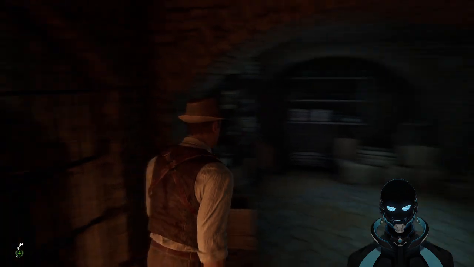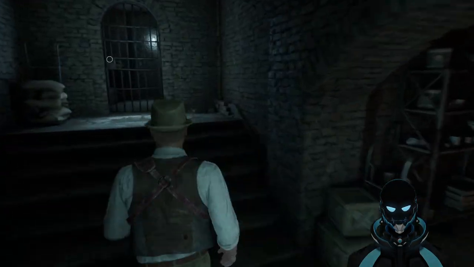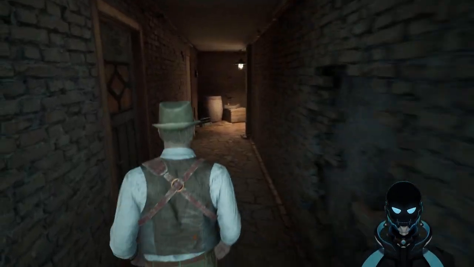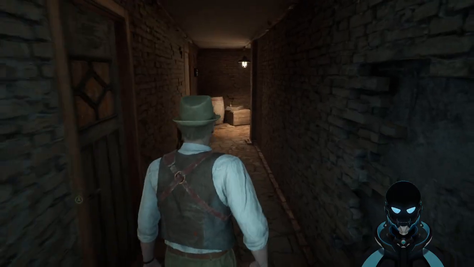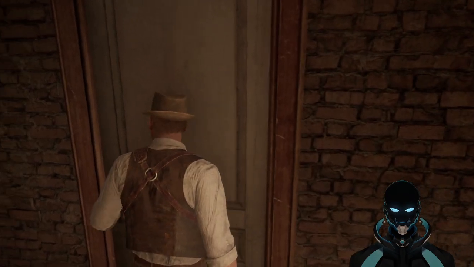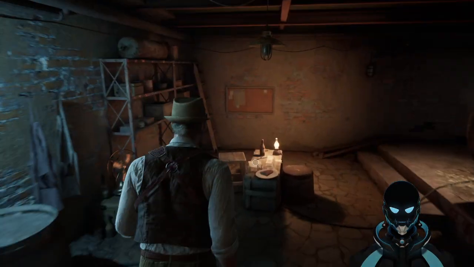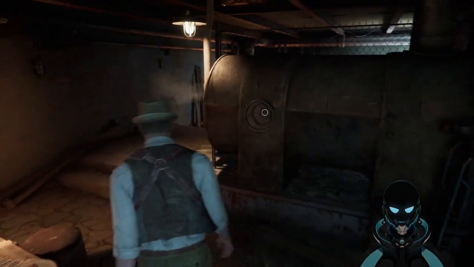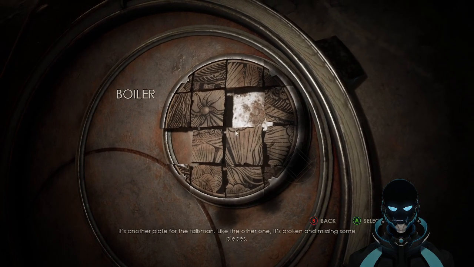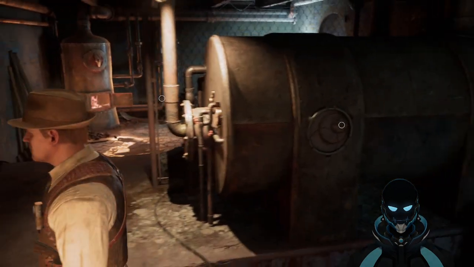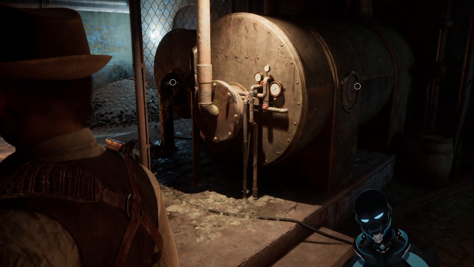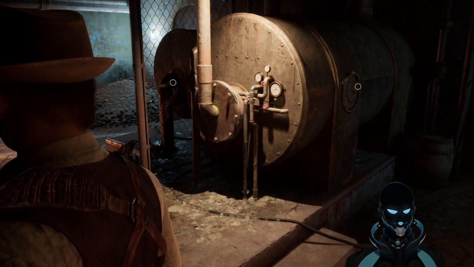Key. That's the wine cellar. Everything else there is good. It's another plate for the talisman. Like the other one, it's broken and missing some pieces. Tell you what. What time is it? We'll go another 10 minutes.